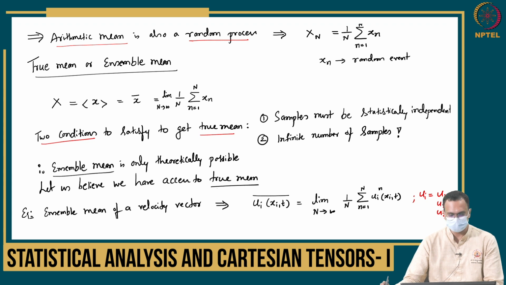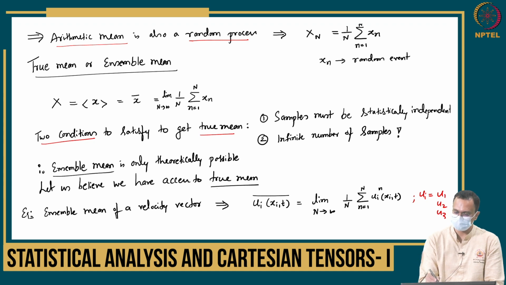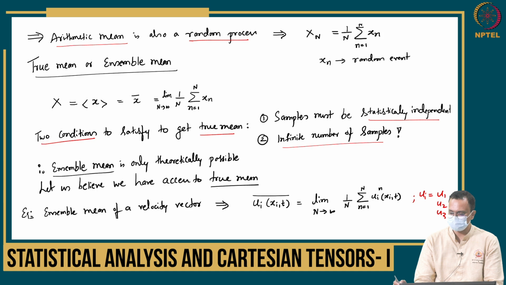For that objective, we define what is called a true mean or an ensemble mean, which is only theoretically possible. We cannot have access to this, and that's because there are two conditions that are required. That is, samples must be statistically independent, and you need an infinite number of samples. These two are not possible to get. Statistically independent events, that is, one event not influencing the other one, right? So this kind of statistical independence as well as an infinite number of samples, both are not possible, and therefore it is only a theoretical definition.